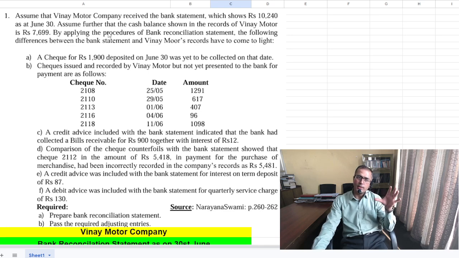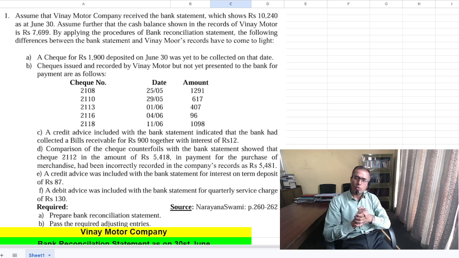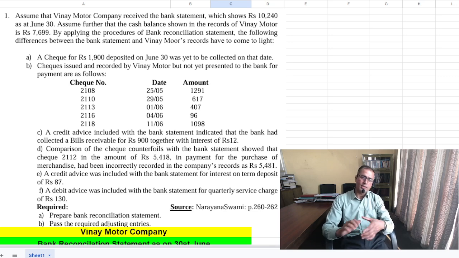Basically you are given these questions of the Binay Motor Company, and as per the bank statement we have about 10,240 as our balance on this date, while as per the company record we have about 7,699. The basic reason for preparing this bank reconciliation statement is that you can reconcile the reason for the disagreement between the cash book, that is the company record, and the bank statement.